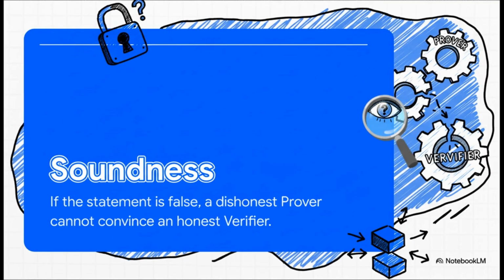Next up, we have soundness. This is the flip side, and it's your security guarantee. Soundness means that if the statement is false, if Peggy is lying and doesn't know the password, she can't fool Victor. Sure, she might get lucky once, but the protocol is designed so that the chance of a liar fooling the system becomes vanishingly small with repetition. Eventually, a dishonest prover will get caught. You can't cheat a sound system.